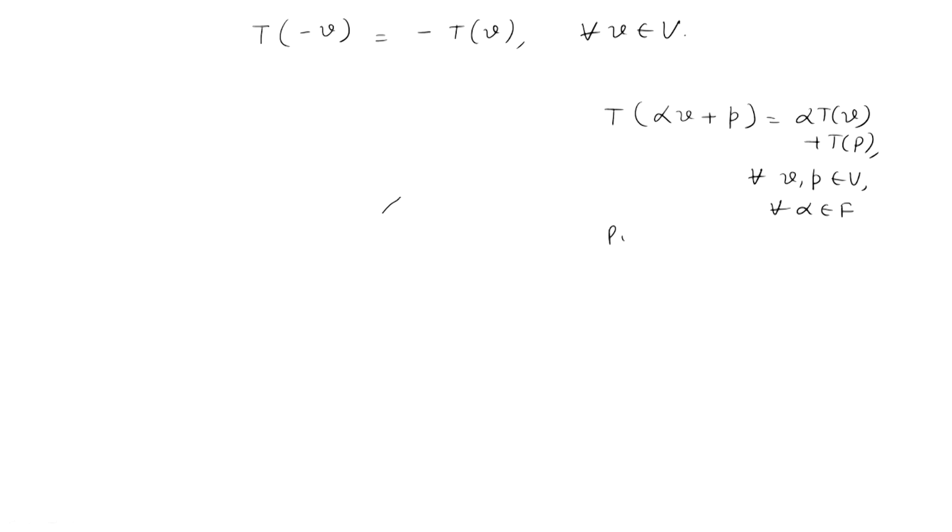Now, you put P equal to 0 first. Since it is true for every P, it will be true for P equal to 0 also. 0 means 0 of V.